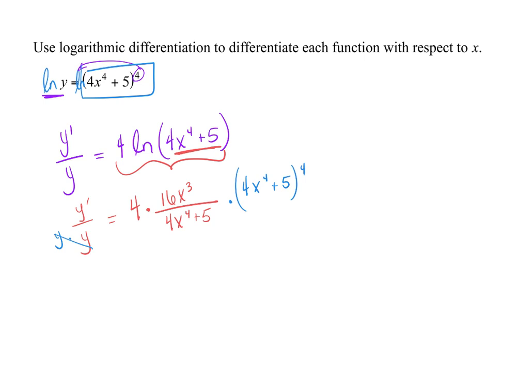All right. And so when I do that, I can cancel, right? I can cancel this denominator with one of these. That becomes cubed. And then I can just simplify 4 times 16. Well, that's 64x cubed times 4x to the 4th plus 5 cubed. And that is my derivative.